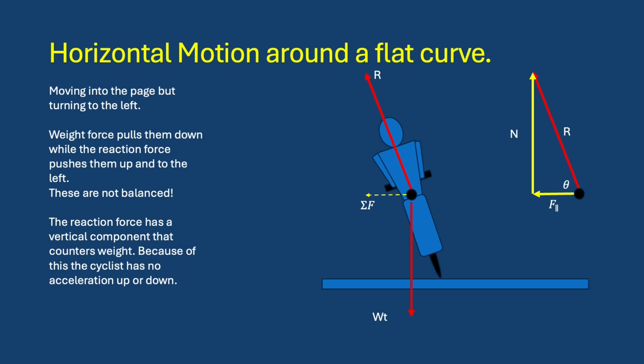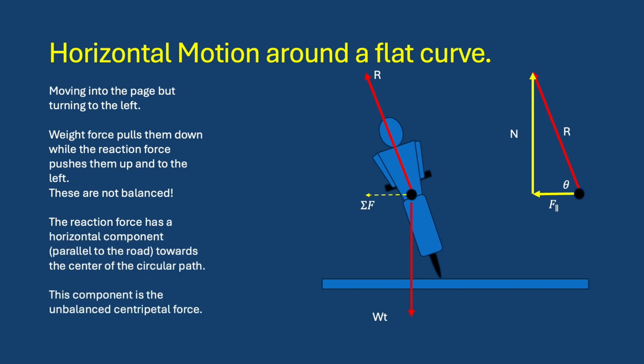The horizontal component of our reaction force acts parallel to the road surface, and it comes from the friction between the tires and the road. This horizontal component of our reaction force is what supplies the unbalanced net force. The unbalanced net force, the centripetal force acting on the cyclist, is coming from the horizontal component of the reaction. And this force is supplied by friction.